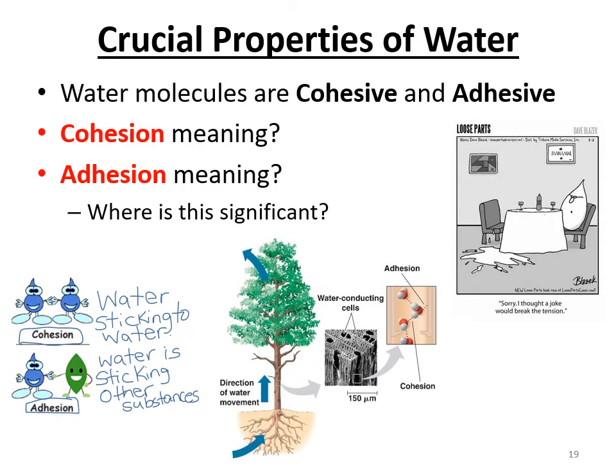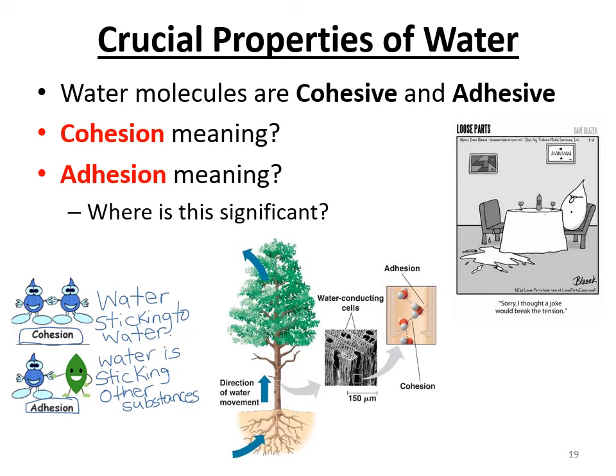Now, other critical properties that I'm sure you've seen in action but may never have known the terminology for is the fact that water molecules are what we call cohesive and adhesive. Cohesion, or being cohesive, means that water molecules cling to other water molecules very tightly. And that's important to having things like flowing water. The water flows because they're all stuck together. They like to stick close together.